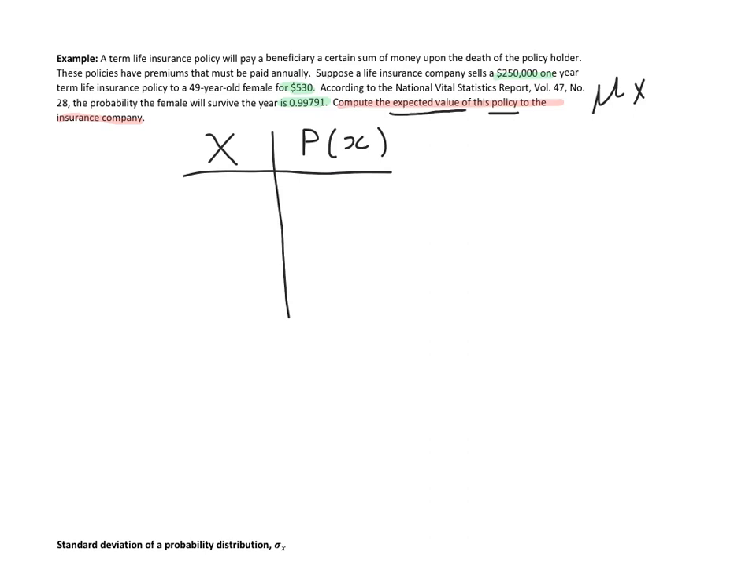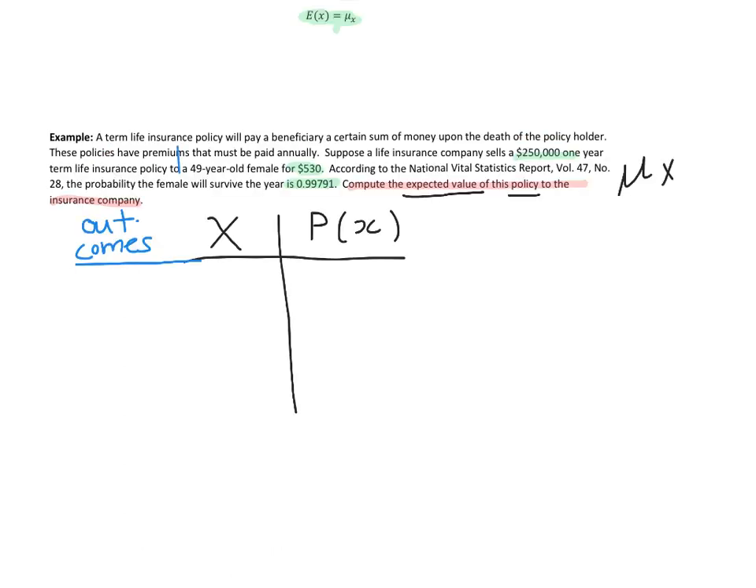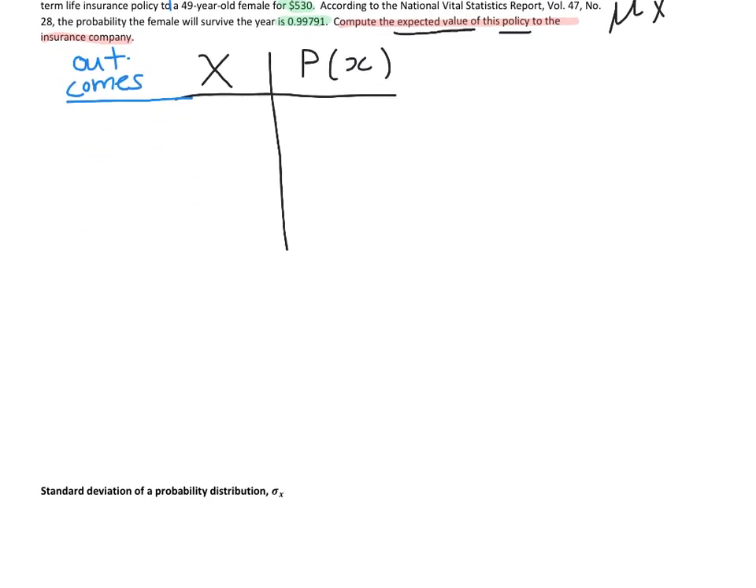Well, it depends what happens. So let's look at the qualitative variables first, and then we can turn them into quantitative. So the outcomes for this life insurance policy, they're going to make two different sums of money. One if the woman dies, and then one if the woman lives. So let's write that out here. So one if the woman lives, and then they'll make a different sum if the woman dies.